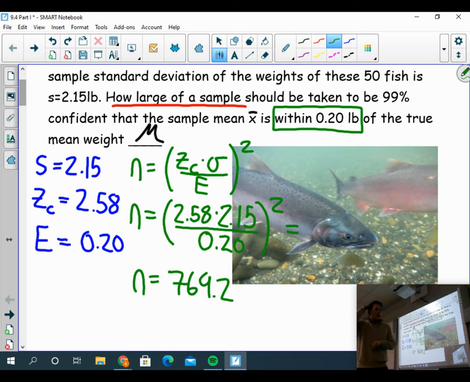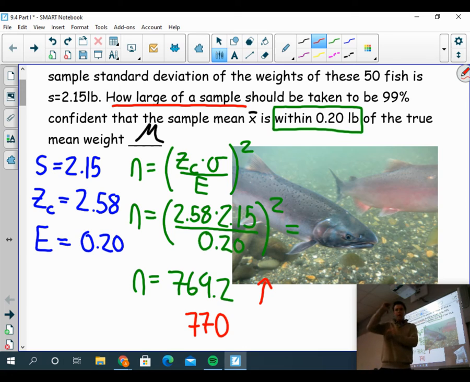769.2. Now, you all know we can't only catch 0.2 of a fish, so how are we going to round? Well, traditional math would say, hey, round down, but here we actually need to round up to 770. Again, why do we need to do this? Well, 769.2 is the cutoff for what the sample size has to be to get that error to only be 0.2 on either side.